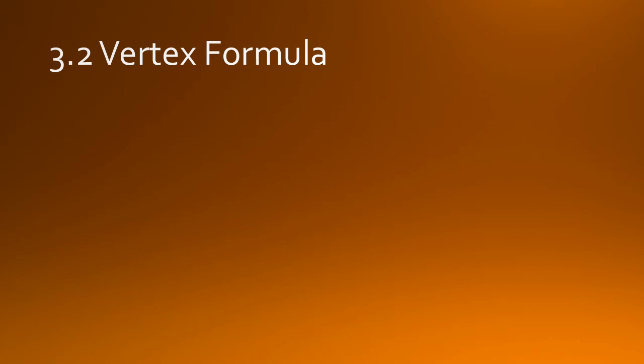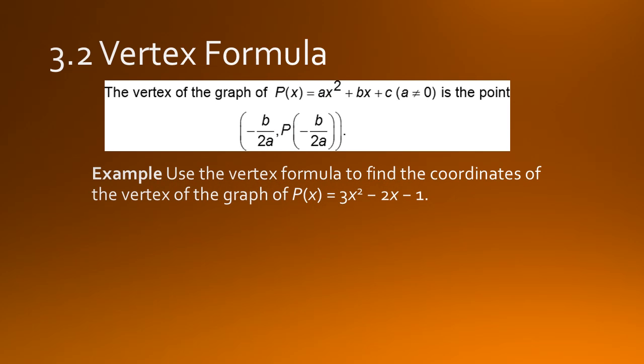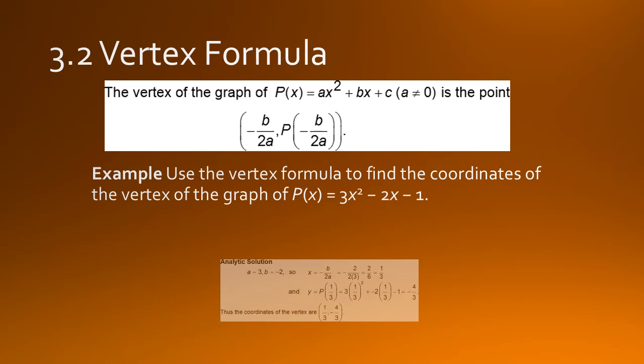Okay, we're going to use the vertex formula now to find the coordinates of the vertex of the graph from the standard form. Remember, the x value is negative b over 2a. The y value is what you get when you find that x value and substitute it in and solve. Pause the recording, give this a try, resume the recording to check your answer.